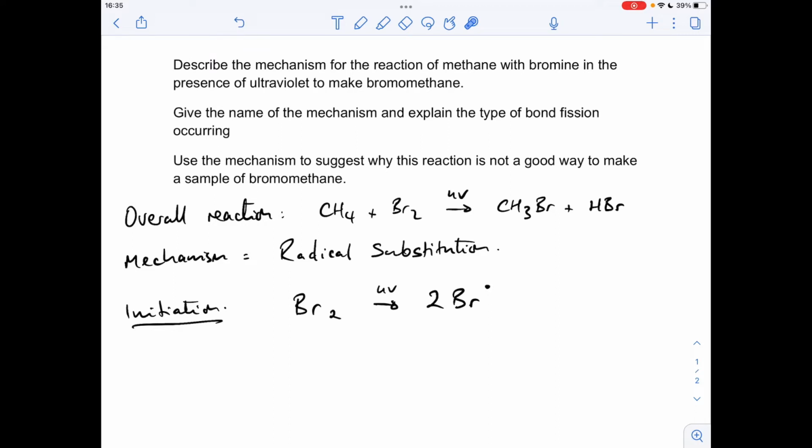So we'll talk about the type of bond fission that's occurring because it's relevant for this stage. If you think about, I'll just draw up a very simple bromine molecule here. There's just the covalent bond between the 2 bromine atoms. So the UV splits it in such a way that each bromine atom receives 1 of the electrons from the covalent bond that's broken. So it's homolytic fission, it's the breaking of a covalent bond where each atom receives the same number of electrons, or each atom receives 1 electron.